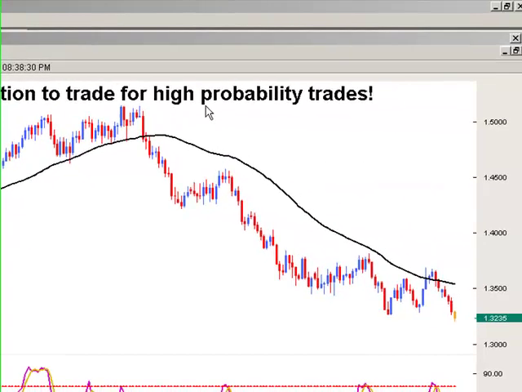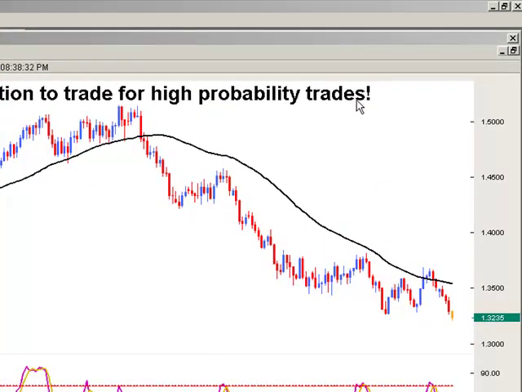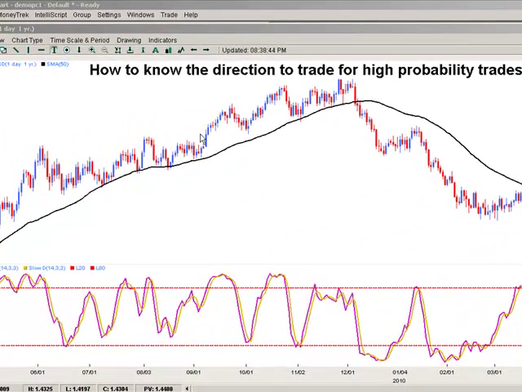to know the direction to trade for high probability trades. When you learn how to take high probability trades, it's going to take your win percentage up, meaning how many winners versus losers you have, and it's also going to help you learn to elongate your trades.